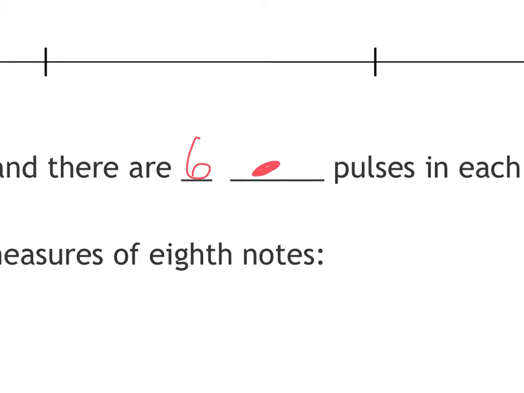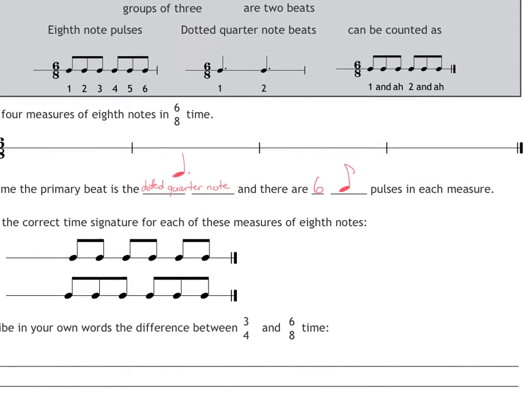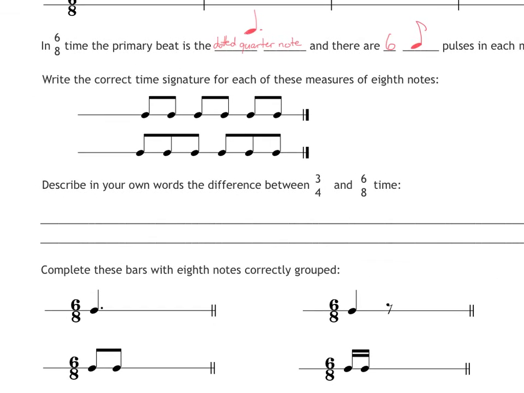And let's just do this. 6 eighth note pulses in each measure. All right? But the primary beat is the triplet groupings of those eighth notes, the dotted quarter note right there. Okay? All right, moving on.